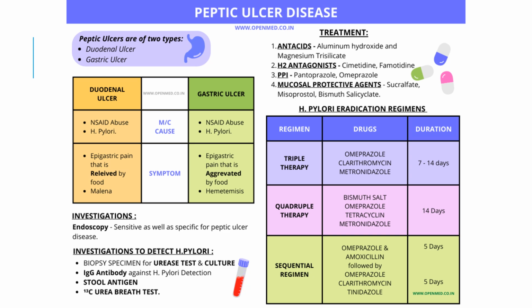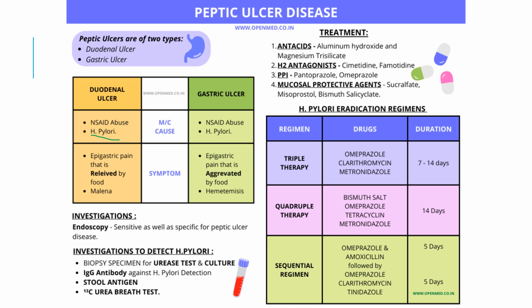Now coming to peptic ulcer disease. One of the important etiologies is H. pylori. H. pylori is most commonly associated with duodenal ulcer, and also associated with gastric ulcer. So peptic ulcers are of two types, duodenal ulcer and gastric ulcer. Both are associated with H. pylori, but H. pylori most commonly predisposes to duodenal ulcer. NSAID abuse can also lead to peptic ulcer.